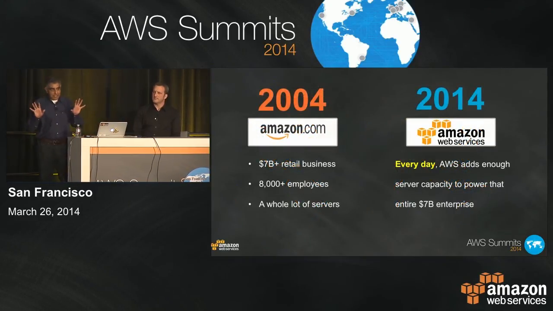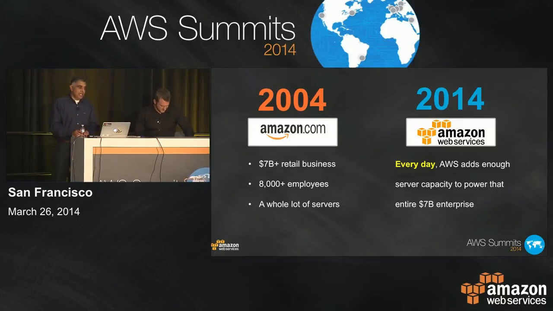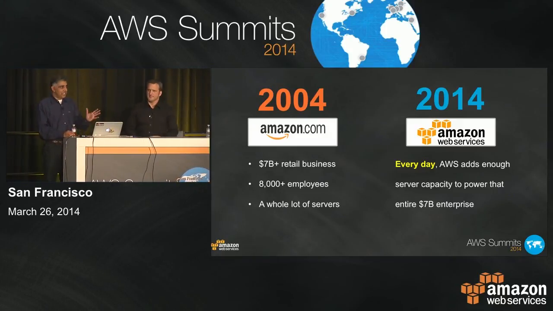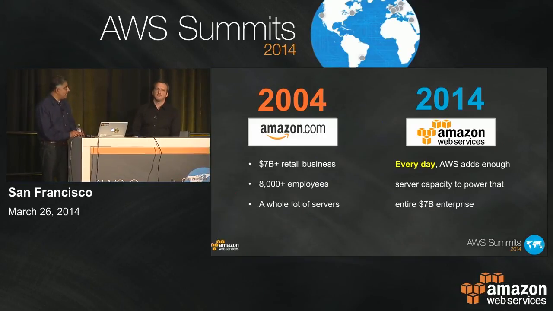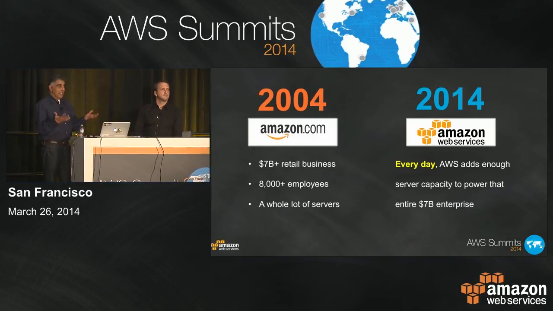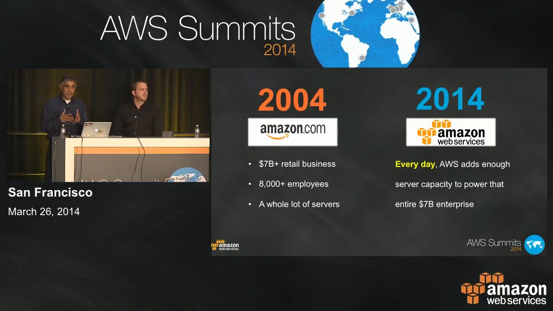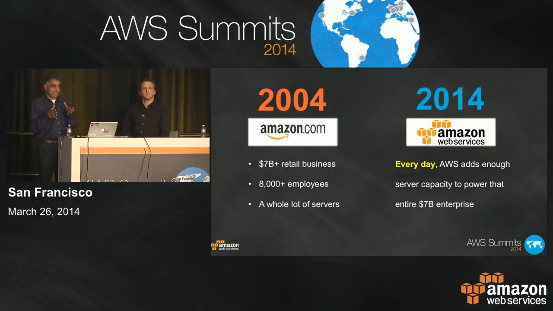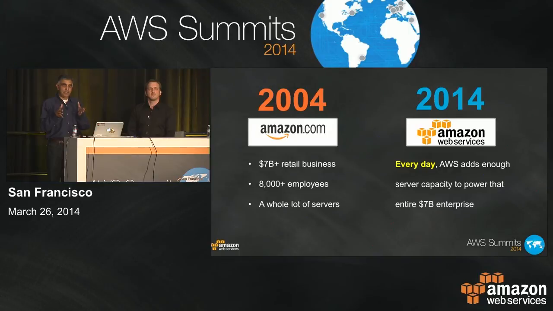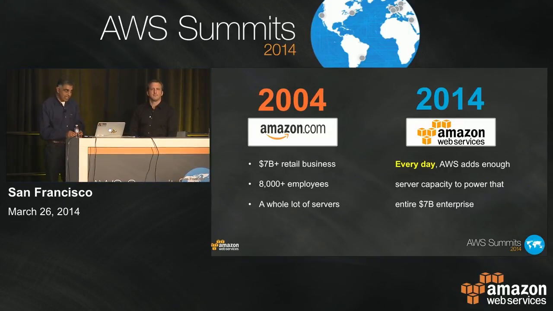To give you a sense of the scale where we operate, it's 2014 now. Ten years ago, back in 2004, Amazon.com was a retail enterprise about $7 billion in size, with about 8,000 employees. You can imagine we needed a lot of machines, servers, and storage to run that enterprise. Today, in 2014, we are adding that much capacity to power a $7 billion enterprise every single day. That's pretty massive scale.